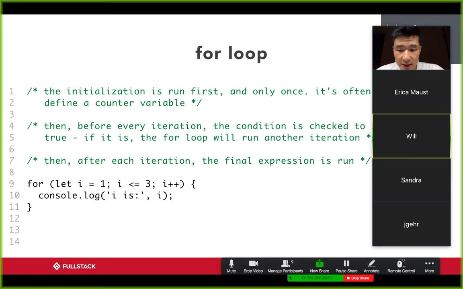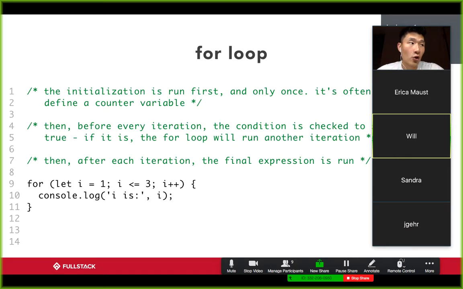The for loop will then say, great, let's see if I need to run it one more time. Is 3 less than or equal to 3? And the answer is yes, it is. And then we'll go into our code block again. We'll console log out i is 3, and then we'll run our final expression one more time. It will say i++, so i is now 4.